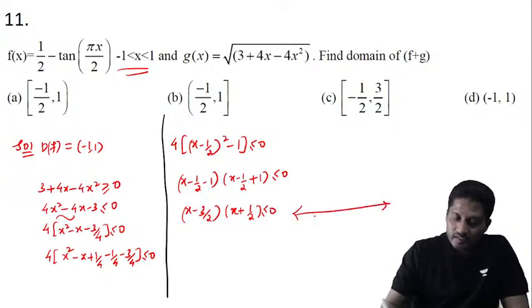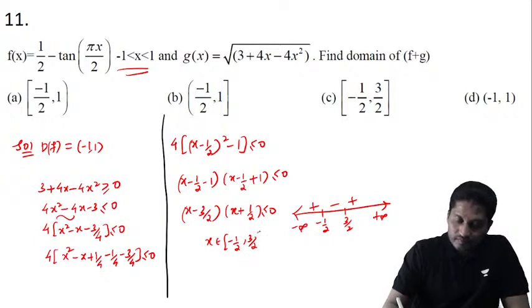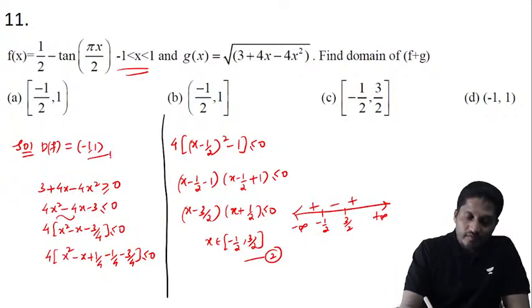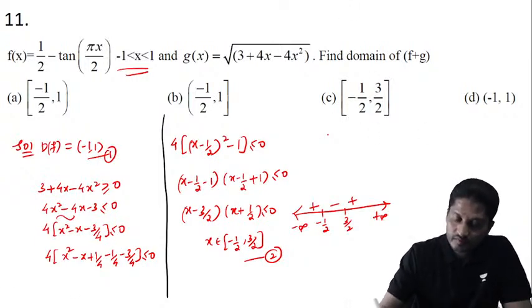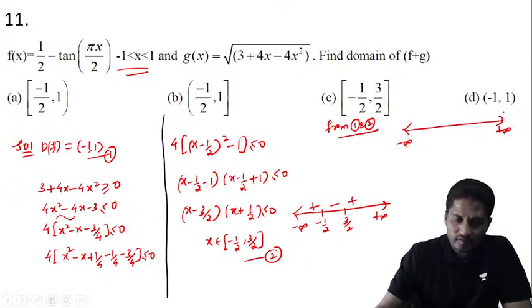So these are the roots, right? Minus infinity to plus infinity. If I equate this to 0, roots are minus half and 3 by 2. This is plus, minus and plus. Now x belongs to closed interval minus half and plus 3 by 2. You call this equation 2, you call that equation 1. Okay, now from equations 1 and 2, this is minus infinity to plus infinity. Fix the roots in increasing order. First you get minus 1, then you get minus half, then you get plus 1, and then you get 3 by 2. Minus 1 to plus 1.